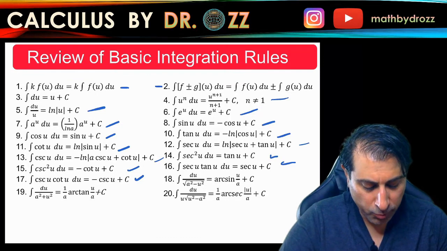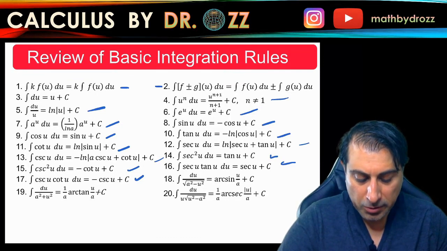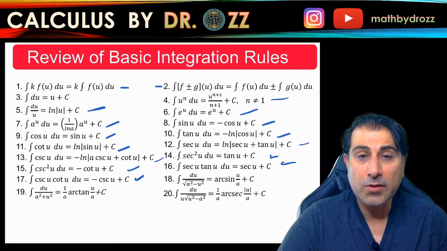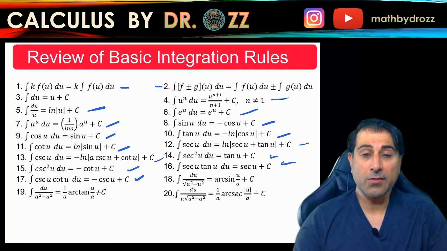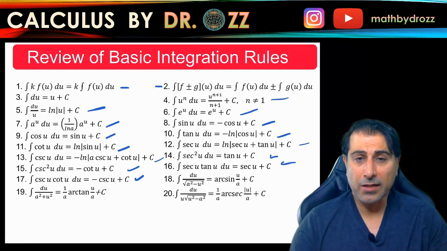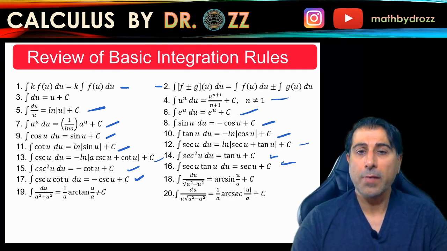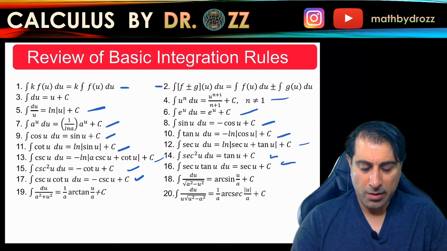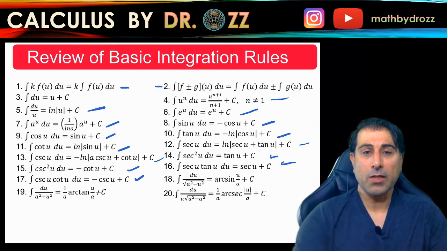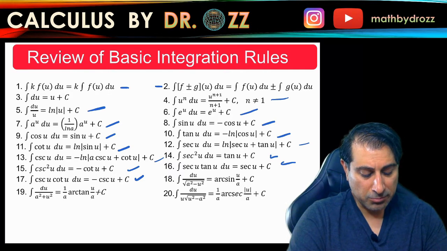So the question is, once you're given an integral, you first need to check if the given integral can be put in one of those forms, one of those like 20 forms here. If you can do that by a u-substitution or by simple algebra, then it's good because you can use the formulas to get down to the final result.